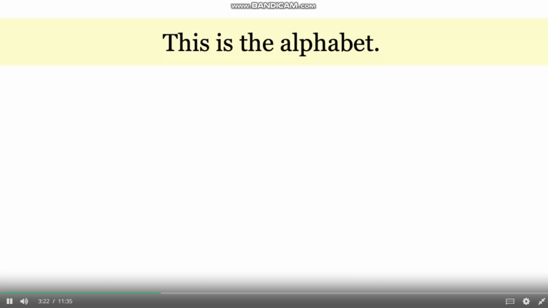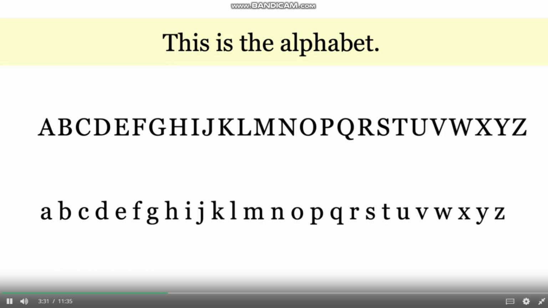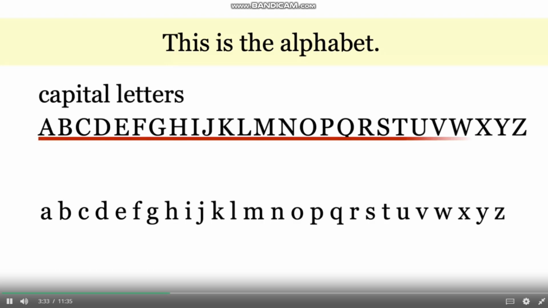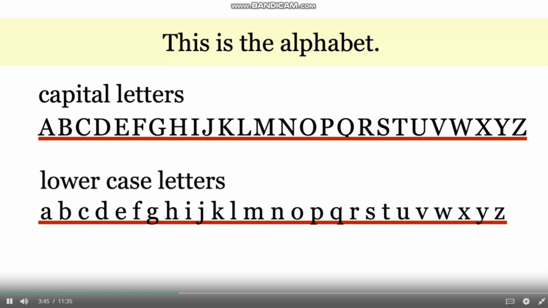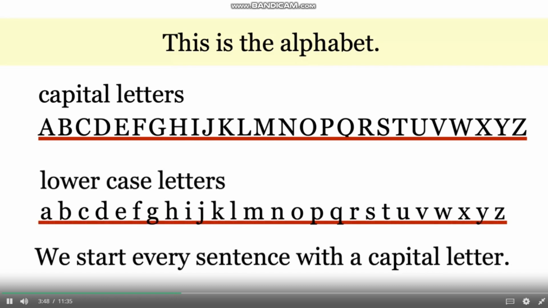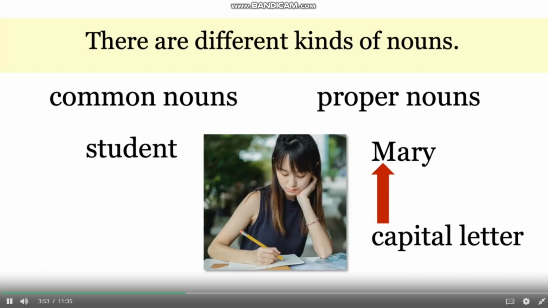Let's take a moment here to look at the English alphabet. This is the alphabet. We have two kinds of letters. These are the capital letters. Sometimes we call them uppercase, but in these lessons we will call them capital letters. These are the lowercase letters. In English, we start every sentence with a capital letter. You can see that here and here. We also use capital letters for proper nouns, like in this example. Student is a common noun, and Mary is a proper noun. It is the name of the student.